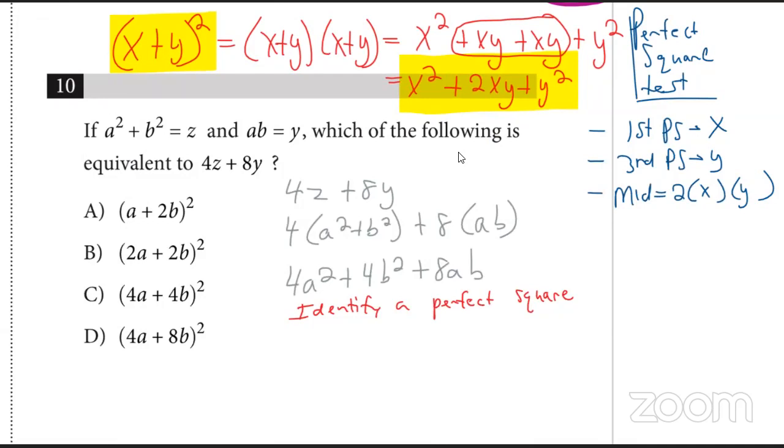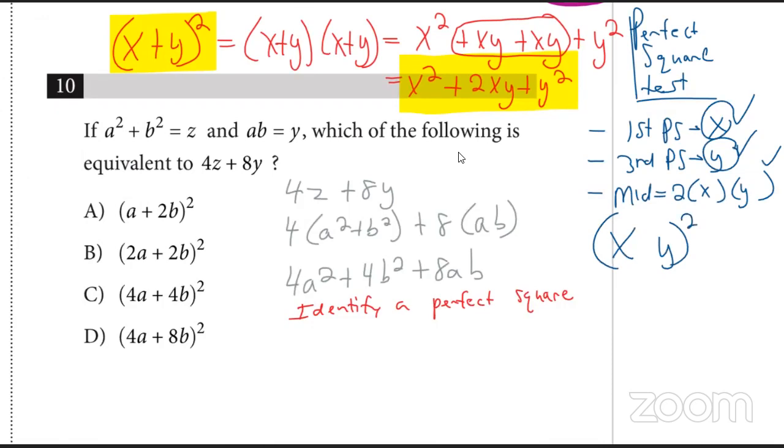So we just went through the 3 steps, or the 3 criteria, of figuring out if something's a perfect square. And so if that's all the case, if the first was a perfect square, the third was, and the middle is equal to 2 times x times y, then it factors to each of those first 2 square roots that we took. So x and y, squared, and I didn't put the plus sign in the middle.